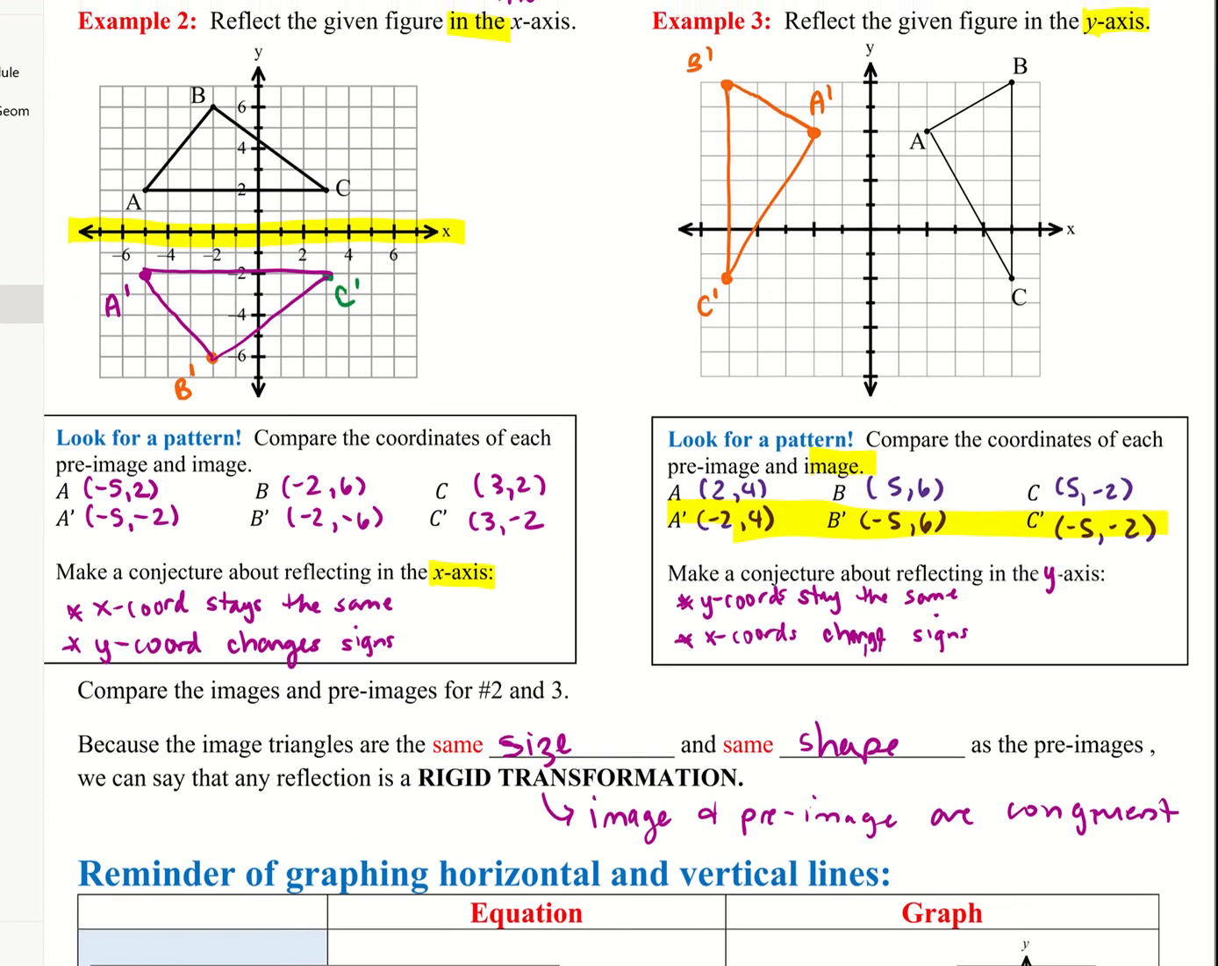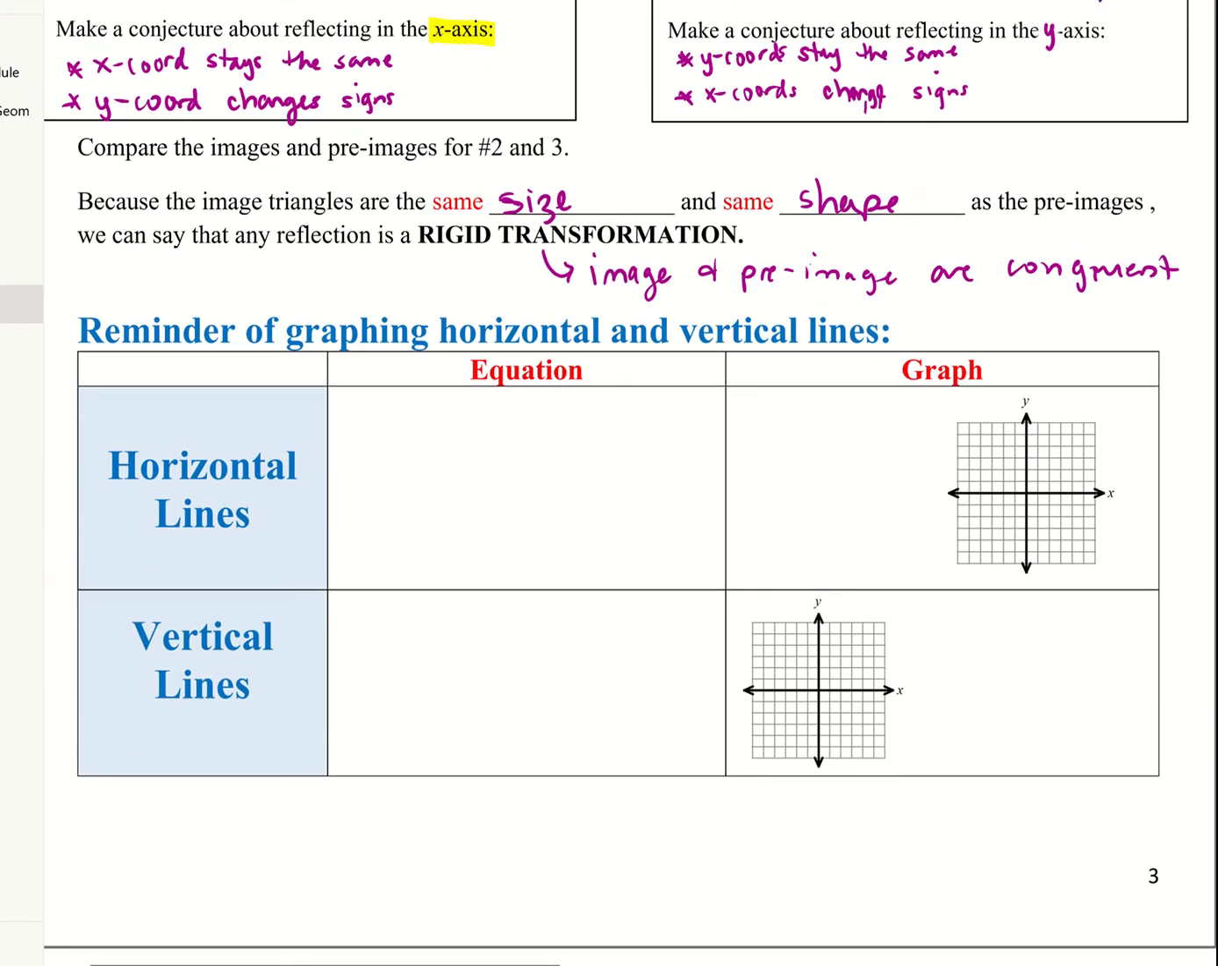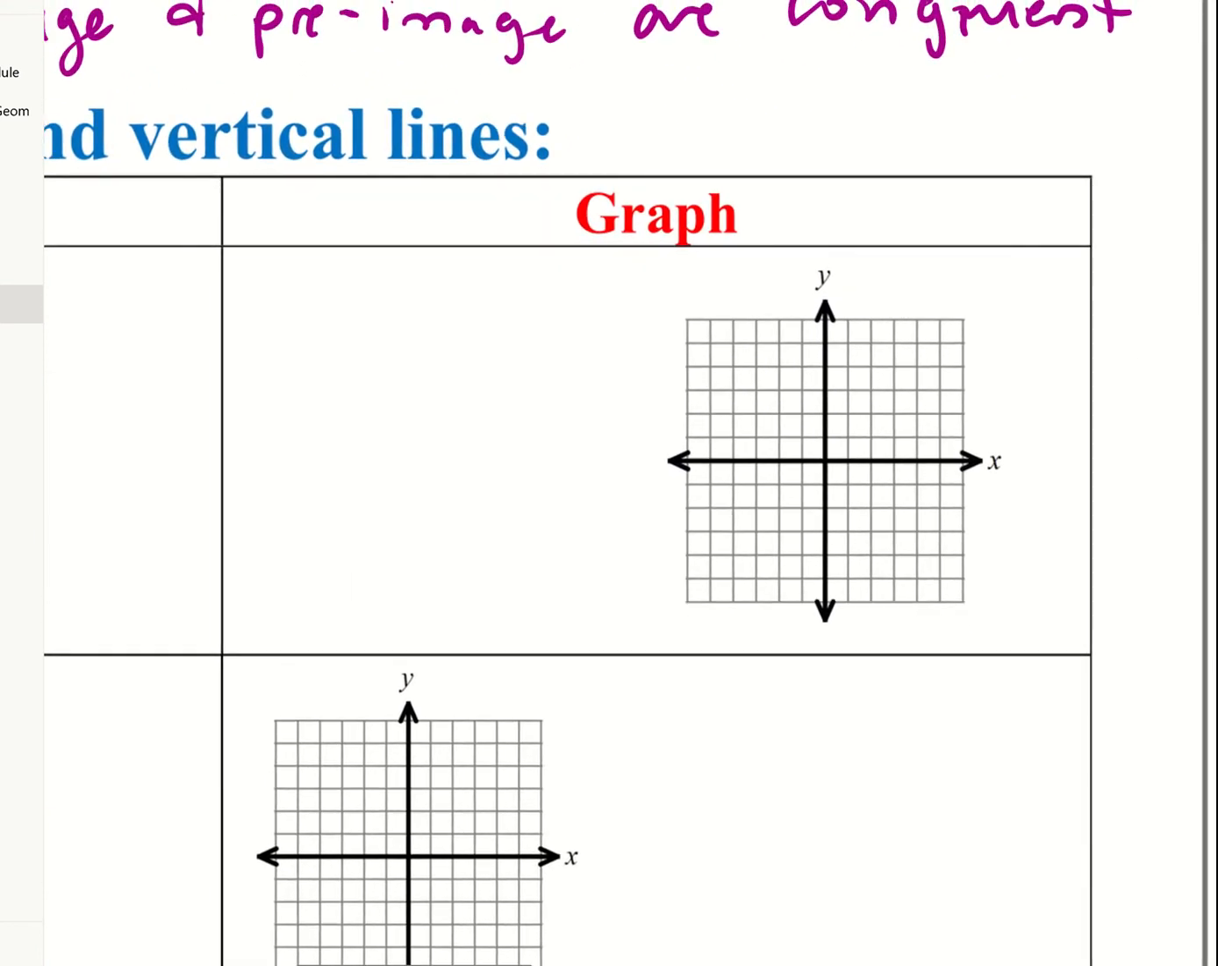Now, the next part of this lesson, we're going to be reflecting sometimes in lines that are not the x and y axis. They're other horizontal and vertical lines. So it's important that we know how to graph those so that we can do this properly. Horizontal lines are always going to be of a certain type of equation. I'm just going to graph a horizontal line. Let's just graph maybe this horizontal line right here.